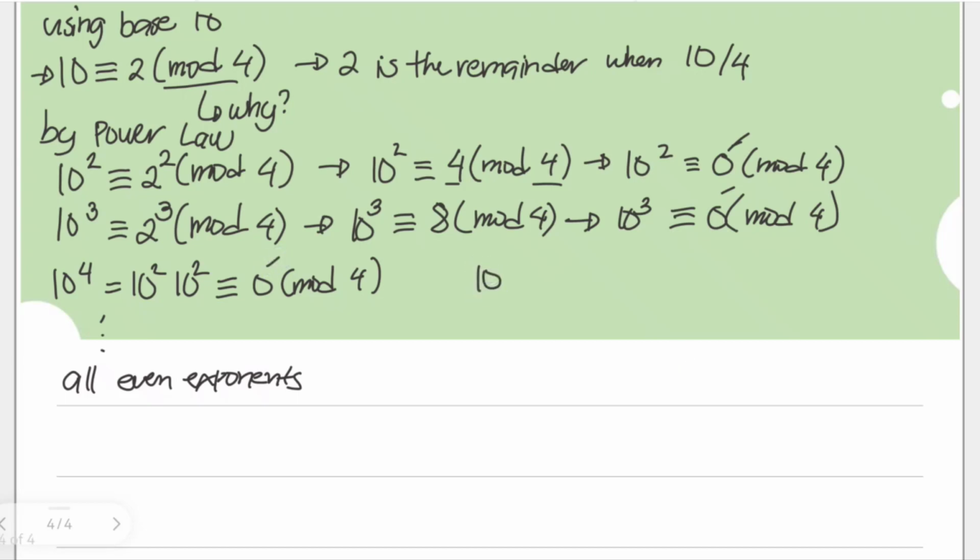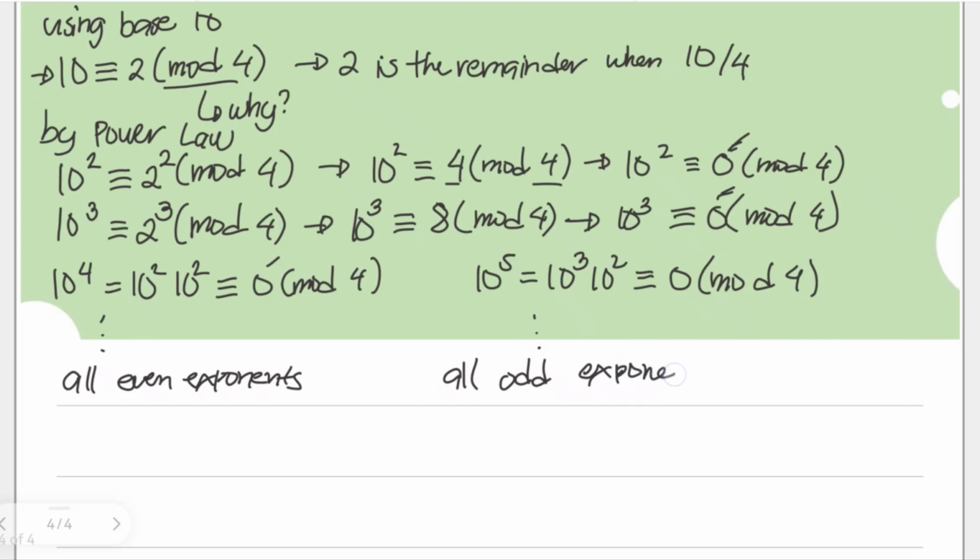If you have 10 to the power of 5, this is equal to, again, I'm using equality, 10 cubed times 10 squared, right? But the remainder for 10 cubed is 0. The remainder of 10 squared is 0. So this is just congruent to still 0 modulo 4, and all odd exponents. Okay. So this is a generalization using the power law. Let's coin this relationship B.